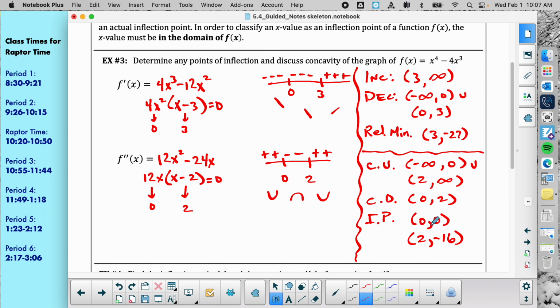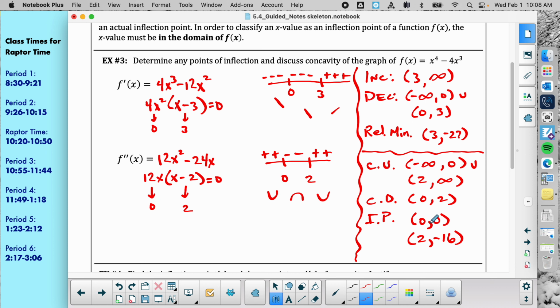Okay, I think I got those right. Kind of did them all in my head, but did you guys get the same thing? Or I should ask if anybody got the same thing. Did you get it go down, down, up? Okay, good. And then I got it curving up, curving down, curving up. So we have a relative min and two inflection points.